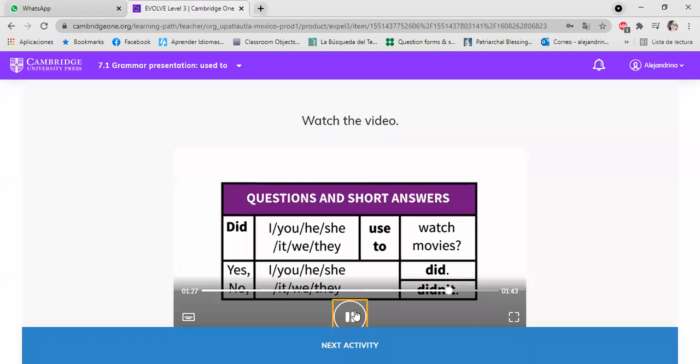In questions, use did with used to. In short answers, use did or didn't. Questions: auxiliary did, the subject, then used to watch movies. Did you used to watch movies? ¿Solías ver películas when you were a child? Cuando eras un niño. Yes, I did. No, I didn't. It's very similar to the past.